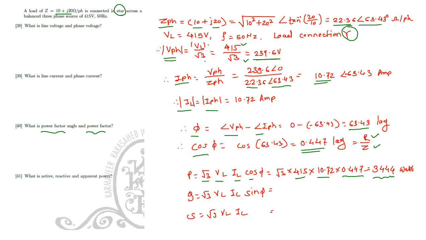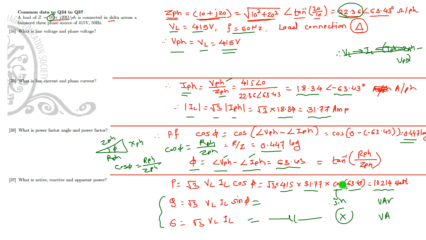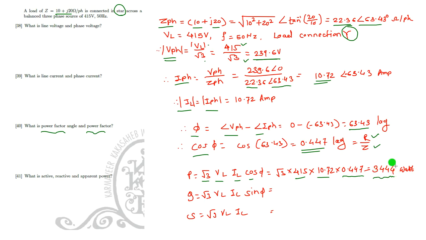So you observe that when the same load was connected in delta, its power is 10,214, and when connected in star, you have observed that it is 3444. So power in star is power in delta divided by 3 for the same ZPH. For the same ZPH, power in star is 3 times less than the power in delta.